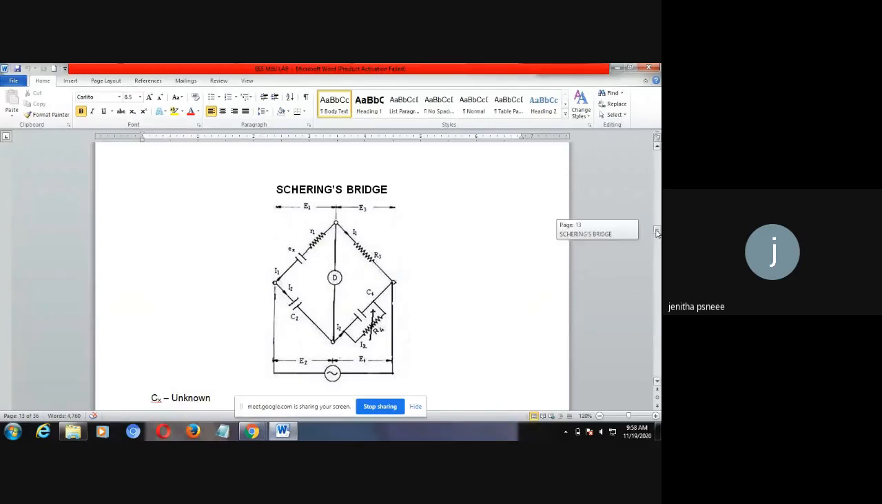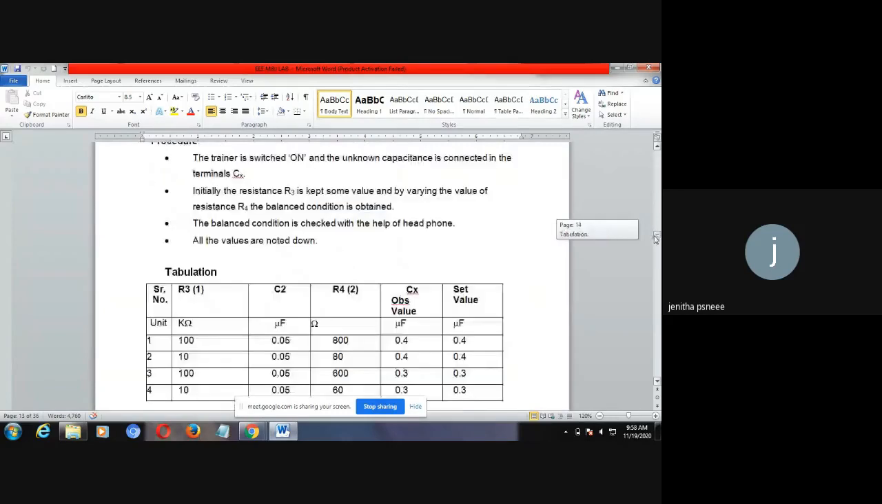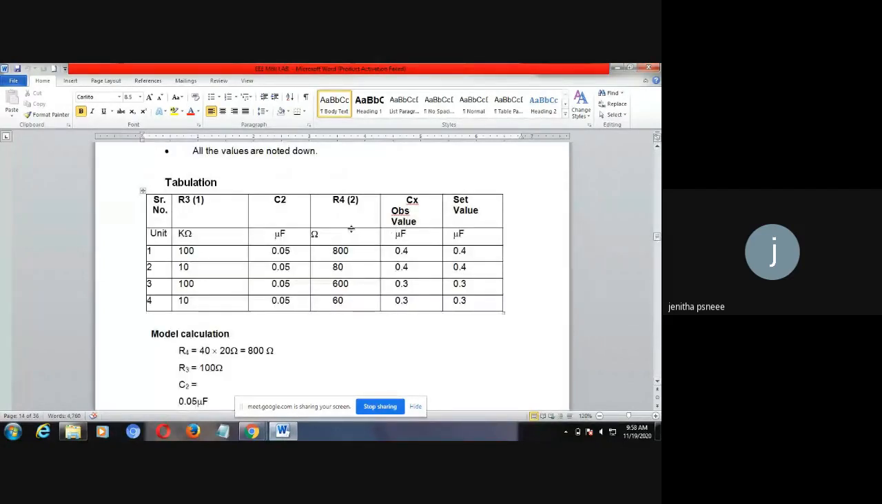So if you derive, you will be getting the formula. C1 is equal to C2 by R4 into R3. So this is a formula. By deriving the balancing point, we can find the formula also. You see here the tabulation. What are the terms you are using in the formula? You will be putting them in the tabulation also. See here, C2, R4, R3. I'm putting them in the tabulation.